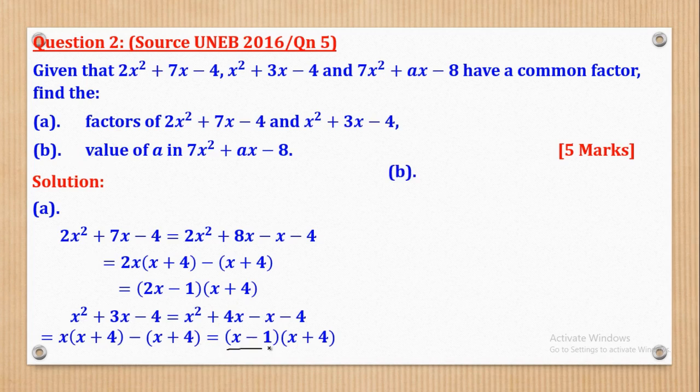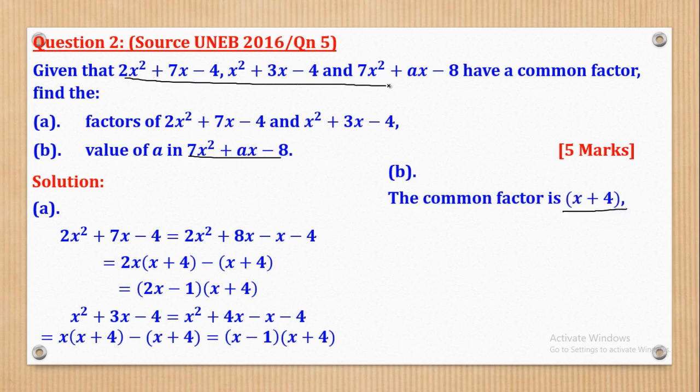So these are what we call the factors. This x minus 1 is a factor, x plus 4 is a factor, 2x minus 1 is a factor, x plus 4 is a factor. So now we shall go to part B. Part B says find the value of A in this expression. So the common factor is x plus 4. And they told us that common factor is for all these three equations.